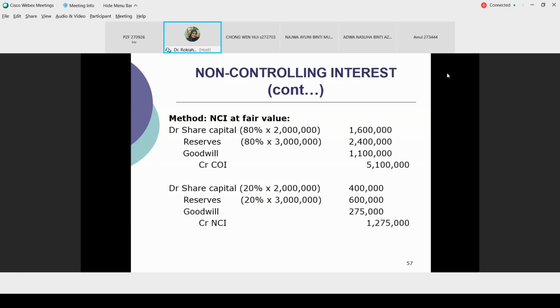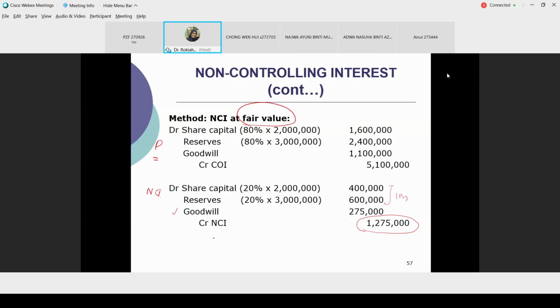if the NCI is at fair value, for the parent it will be the same journal entry as the proportionate share. But for the NCI here, the investment in NCI is 1275. From that 1275, we allocate to share capital 400, reserve 600, altogether 1 million. So we still have a balance of 275. This 275 becomes goodwill.